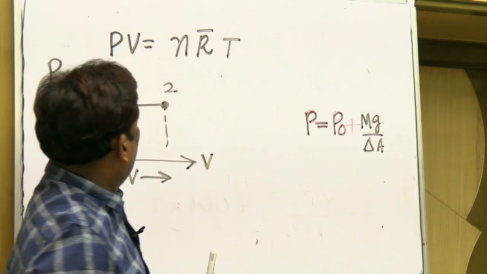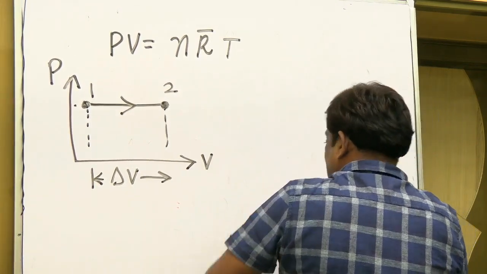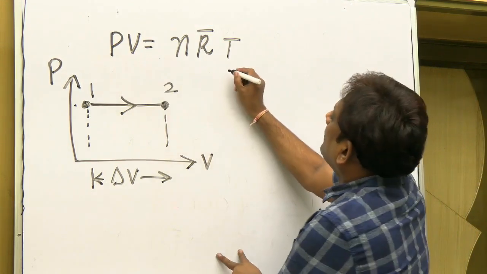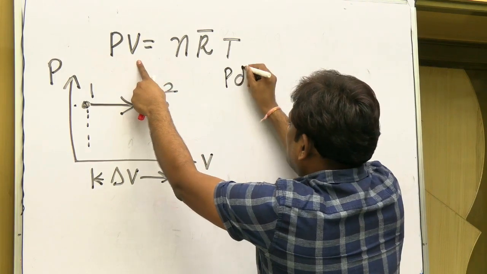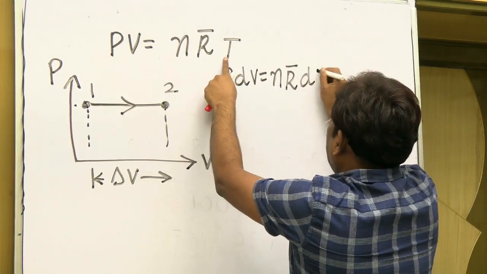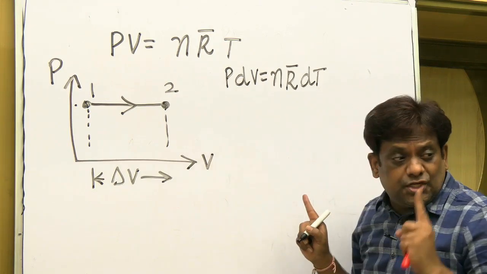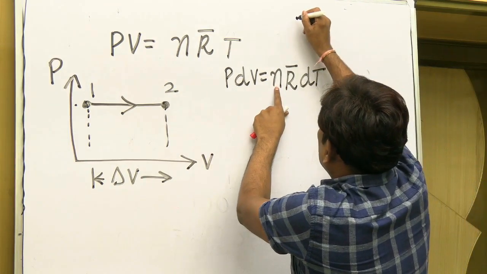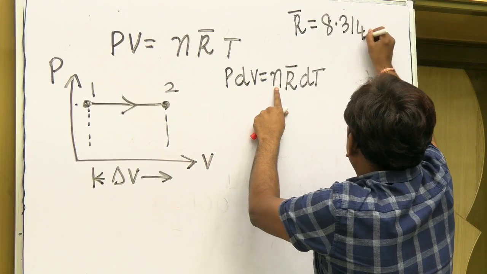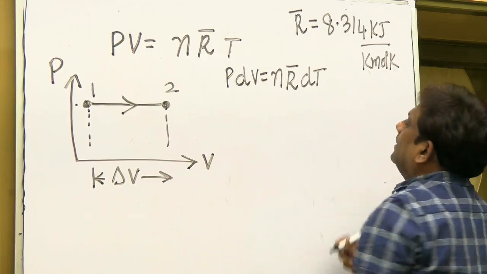Now let's proceed with how much temperature change is required to bring that 20 centimeter distance. Very simple. Look, differentiate this. Pressure is constant, volume is changing, so change in volume. Number of moles is constant, R bar is constant, temperature is changing, dT. And he is asking dT. Already you know the pressure. You should be very cautious with units. N is given in kilomole. The unit of R bar is 8.314 kilojoule per kilomole Kelvin.